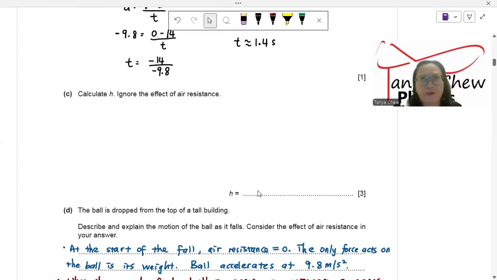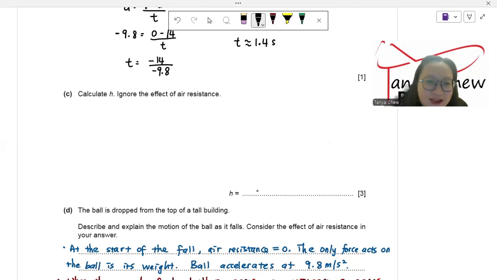Now C, calculate h, ignore the effect of air resistance. To calculate the h, remember they talk about the ball being launched vertically upwards and then the ball stops at a height. This is like the principle of conservation of energy. So if you can still remember, the principle of conservation of energy states that energy cannot be created nor destroyed, but can change from one form to another form. So this is when the ball is initially launched upwards with an initial velocity, right? The ball has kinetic energy. It is the kinetic energy of the ball that is being converted to gravitational potential energy of the ball. I am definitely going to use that.